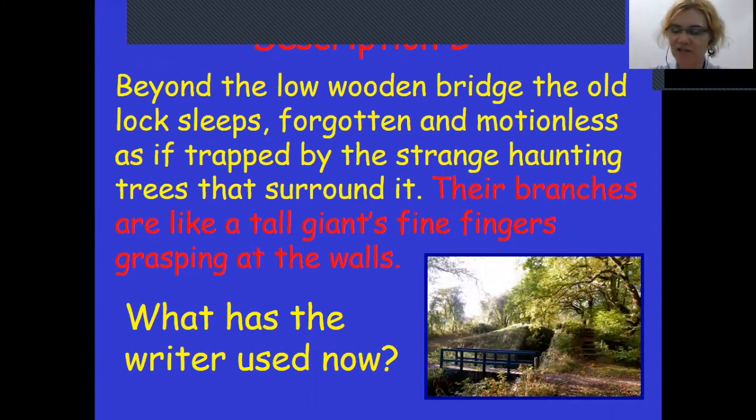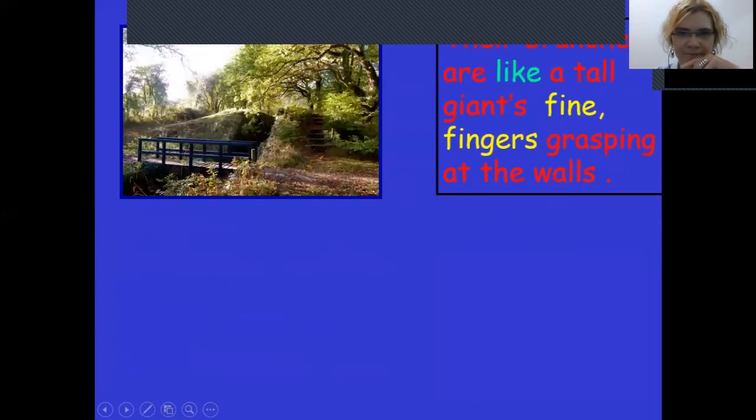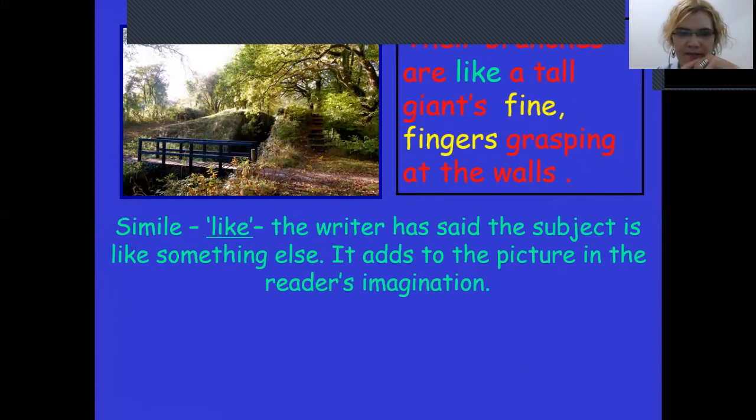Their branches, look at the red one, their branches are like a tall giant's fine fingers grasping at the walls. So what has the writer used right now? What is this? Their branches are like a tall giant's fine fingers grasping at the walls. I mentioned it just now. Simile, yeah? So when you're comparing something with something else, using like or as, you're using simile.